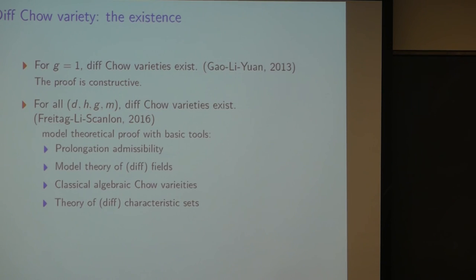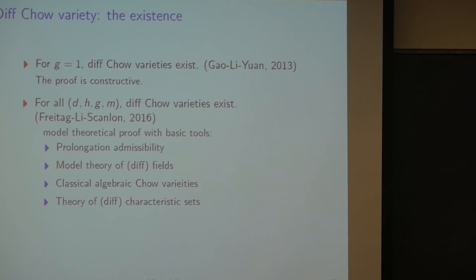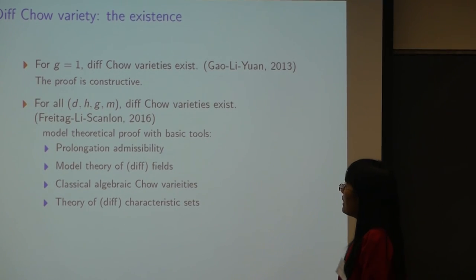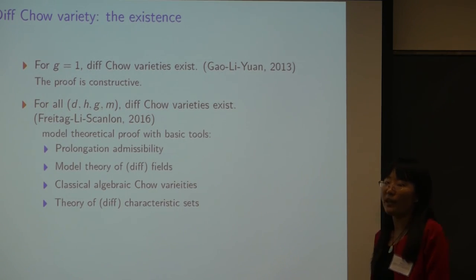Then when I visited Tom in Berkeley, Tom, James, and I finally solved this problem by showing that for all DHGM, the differential Chow varieties exist. And the proof is a model theoretical proof where we use the prolongation in the model theory of differential fields and the classical algebraic Chow varieties, the theory of differential characteristic set method, and the algebraic characteristic set method.